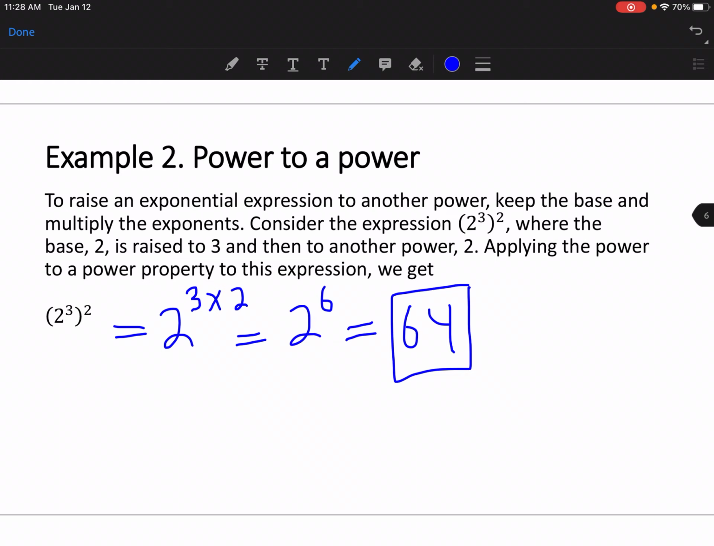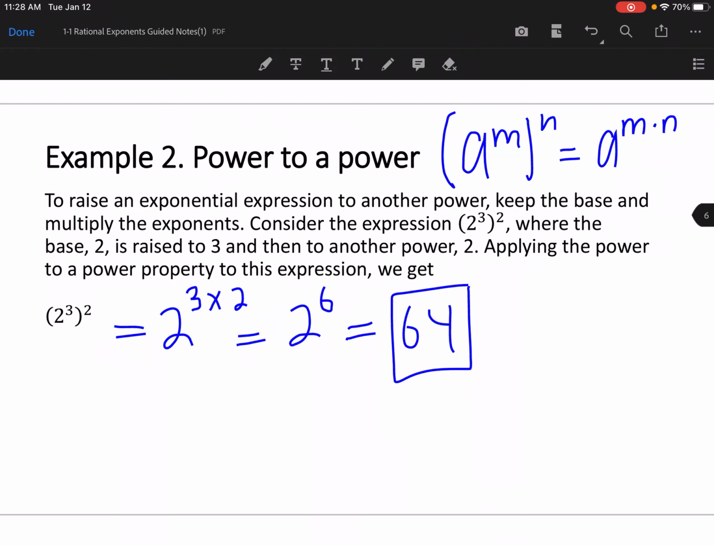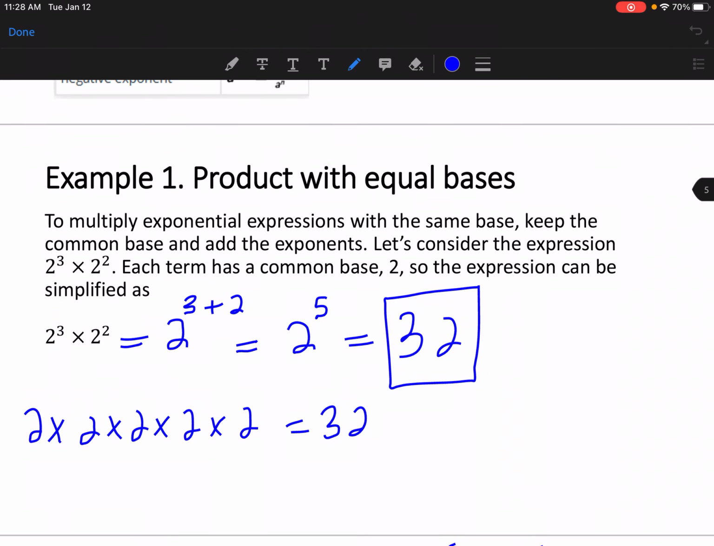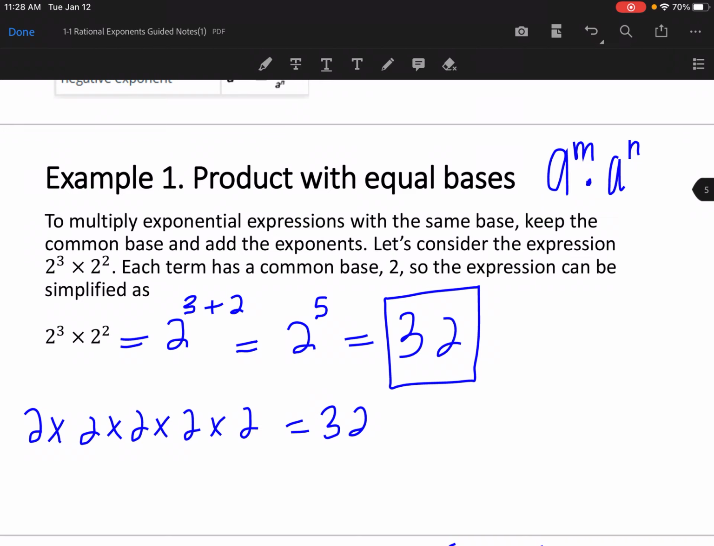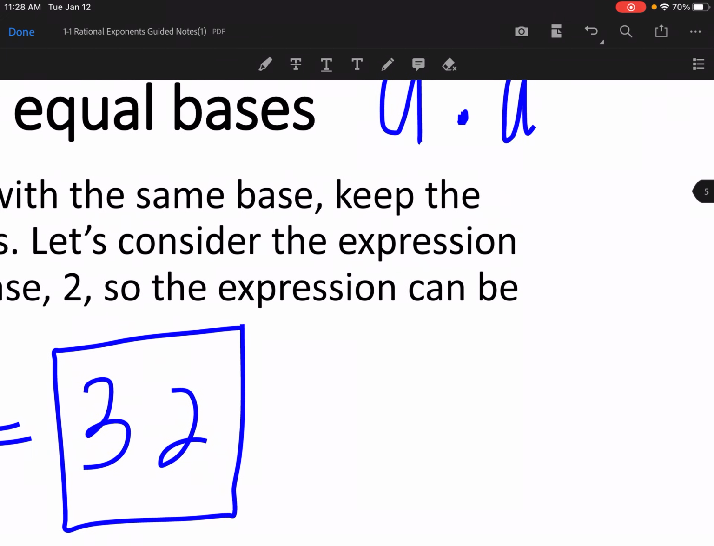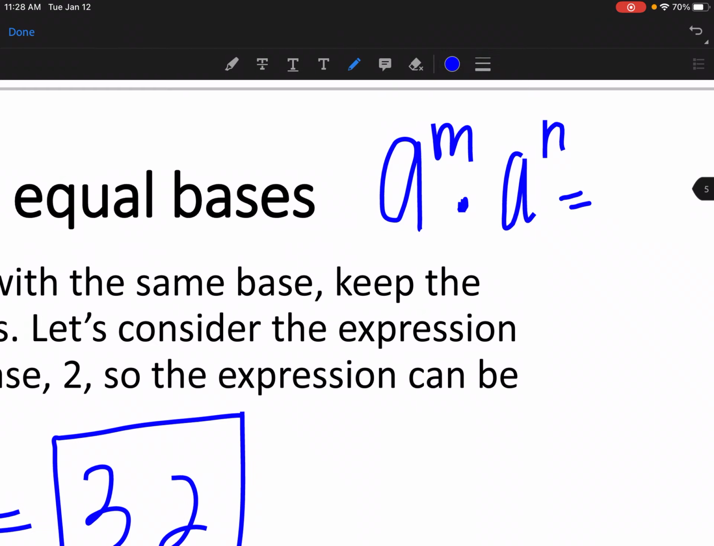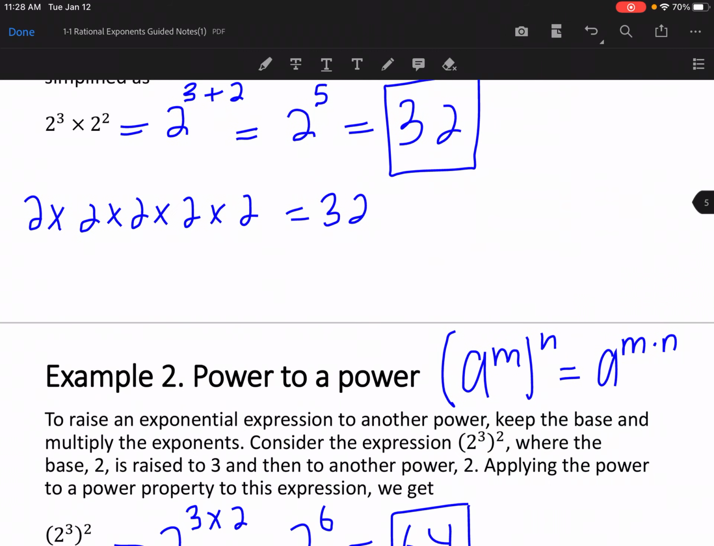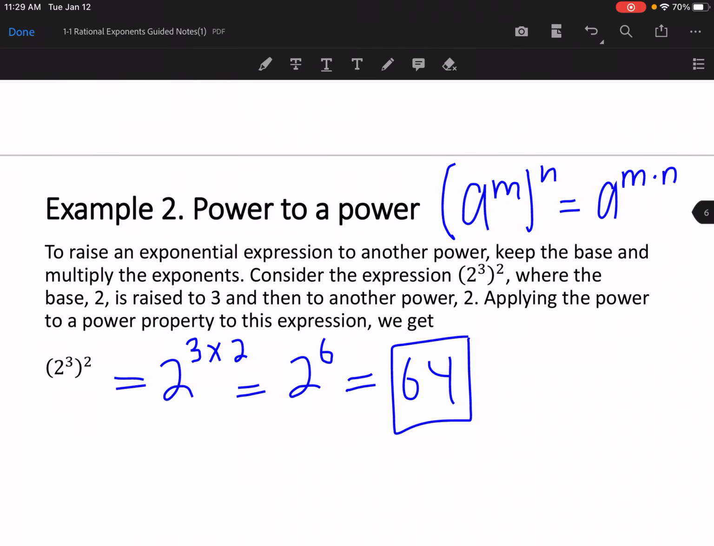And the property of exponents, I'm also going to write it down here. If you have a to the m to the n, that is the same as a to the m times n. And for the earlier one, let me write it down here. If you have a to the m times a to the n, then, give me 1 second, this is equal to a to the m plus n. All right, so that's power to a power.